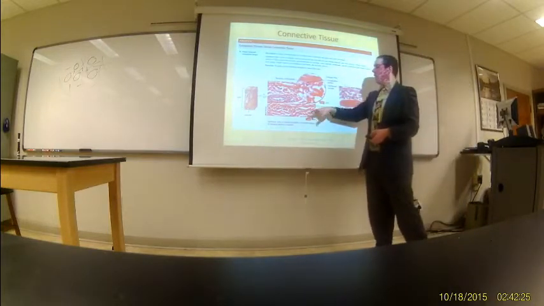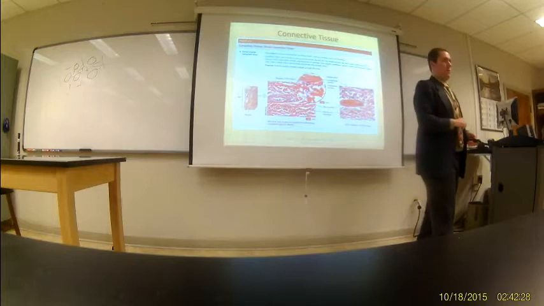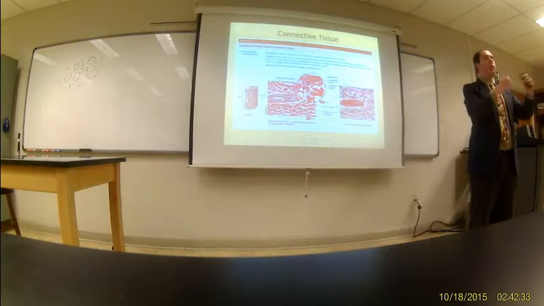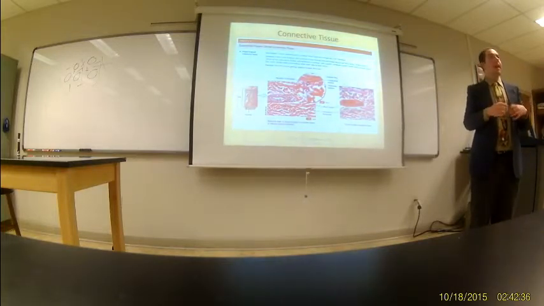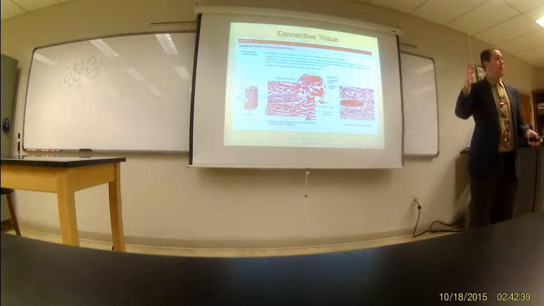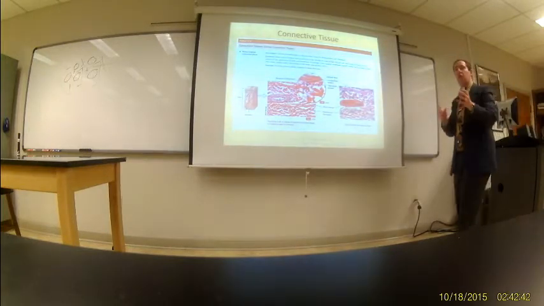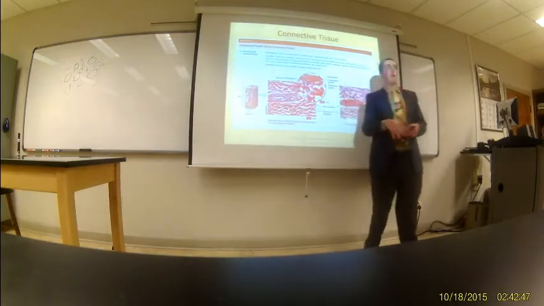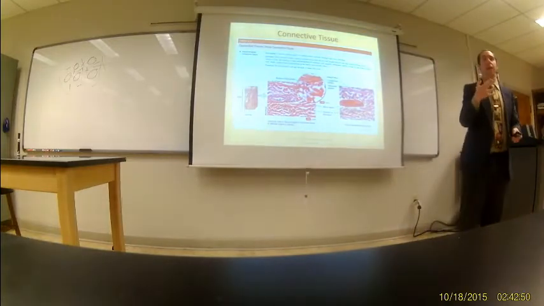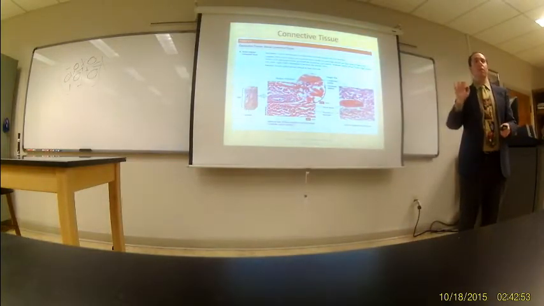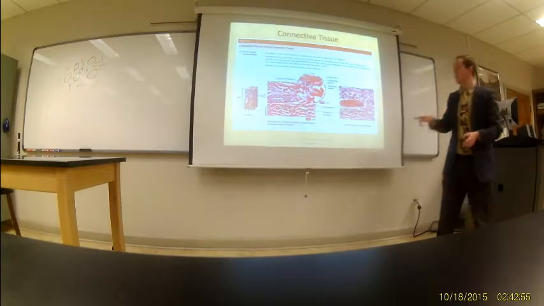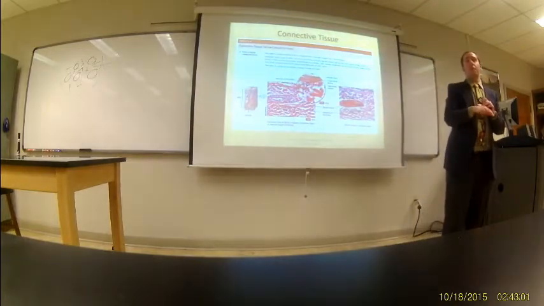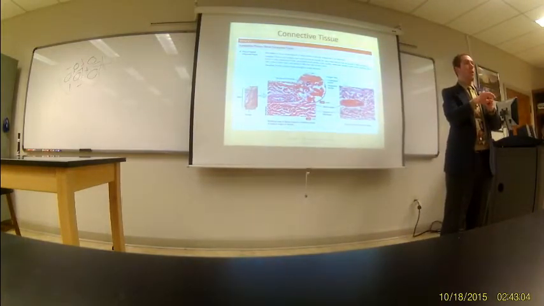Dense irregular has fibers going all different directions. So because the fibers go all different directions, it can stretch in all different directions. It can't go in any one direction a long ways, but it can go in every direction a little bit. And so this is showing it as being in the skin. We don't know what direction our skin is going to have to flex. And so we can't lay the fibers down going one direction. We have to put them every direction and hope that we don't stretch it more than it's capable of stretching. Because if we do, then we're going to start breaking our skin.